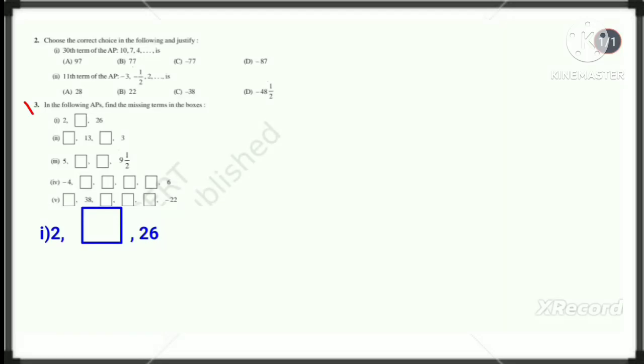Question number 3, and here is written, in the following APs find the missing terms in the boxes. And first question, which I have already copied over here, and in this AP this is A, and here will be A2, and this is A3, and here we need to find its second term or A2, right? And as we know, if we have A, that is first term, and D, that is common difference, then we can easily find any other terms of the AP, right?